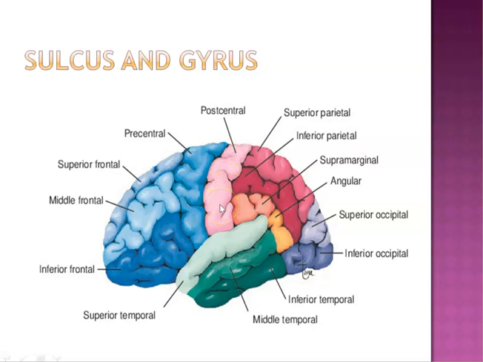Coming back to the frontal lobe, you have two sulci, one in the upper portion and one in the lower portion. Here we call it the superior frontal sulcus and here the inferior frontal sulcus. The portion on top of the superior frontal sulcus is the superior frontal gyrus, the portion in between the superior and inferior frontal sulci is the middle frontal gyrus, and just below the inferior frontal sulcus is the inferior frontal gyrus.